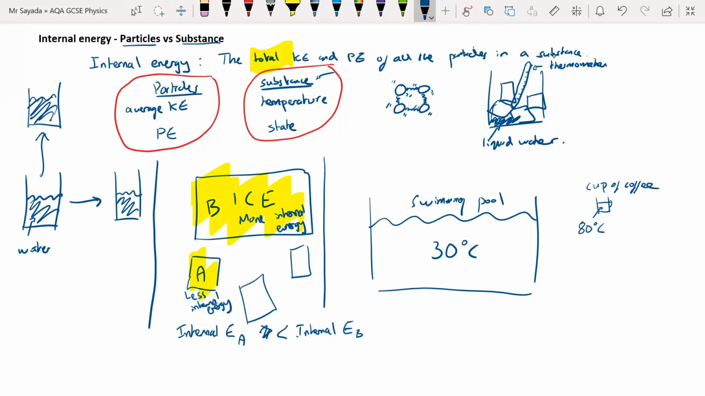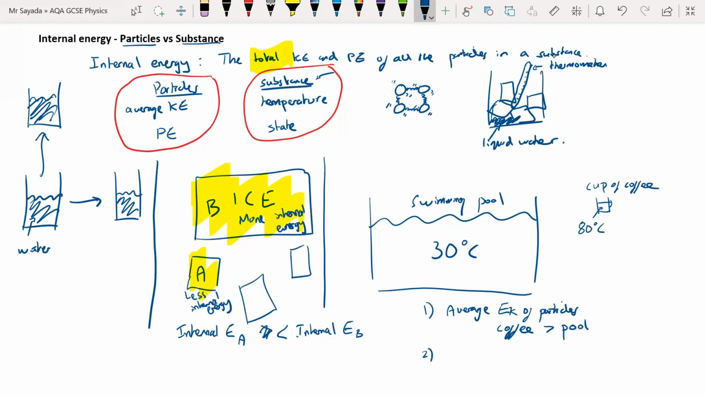So swimming pool of water at 30 degrees, cup of coffee at 80 degrees. What I'd like you to do first is compare the average kinetic energy of the particles in the swimming pool to the cup of coffee. Pause the video, write down what you think, press play once you're ready. So the average kinetic energy of the particles in the coffee is bigger than the average kinetic energy of the particles in the swimming pool, because the temperature of the coffee is bigger than the temperature of the swimming pool.